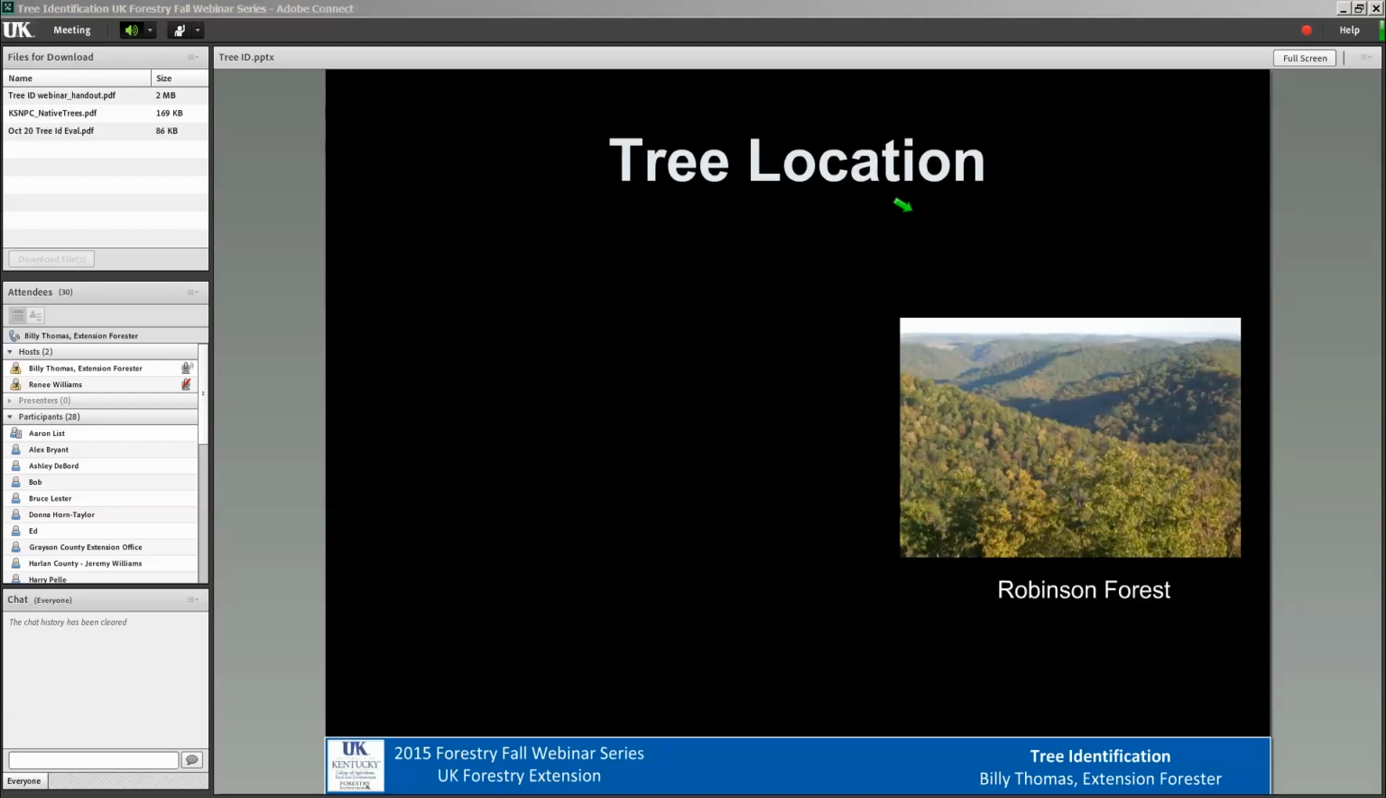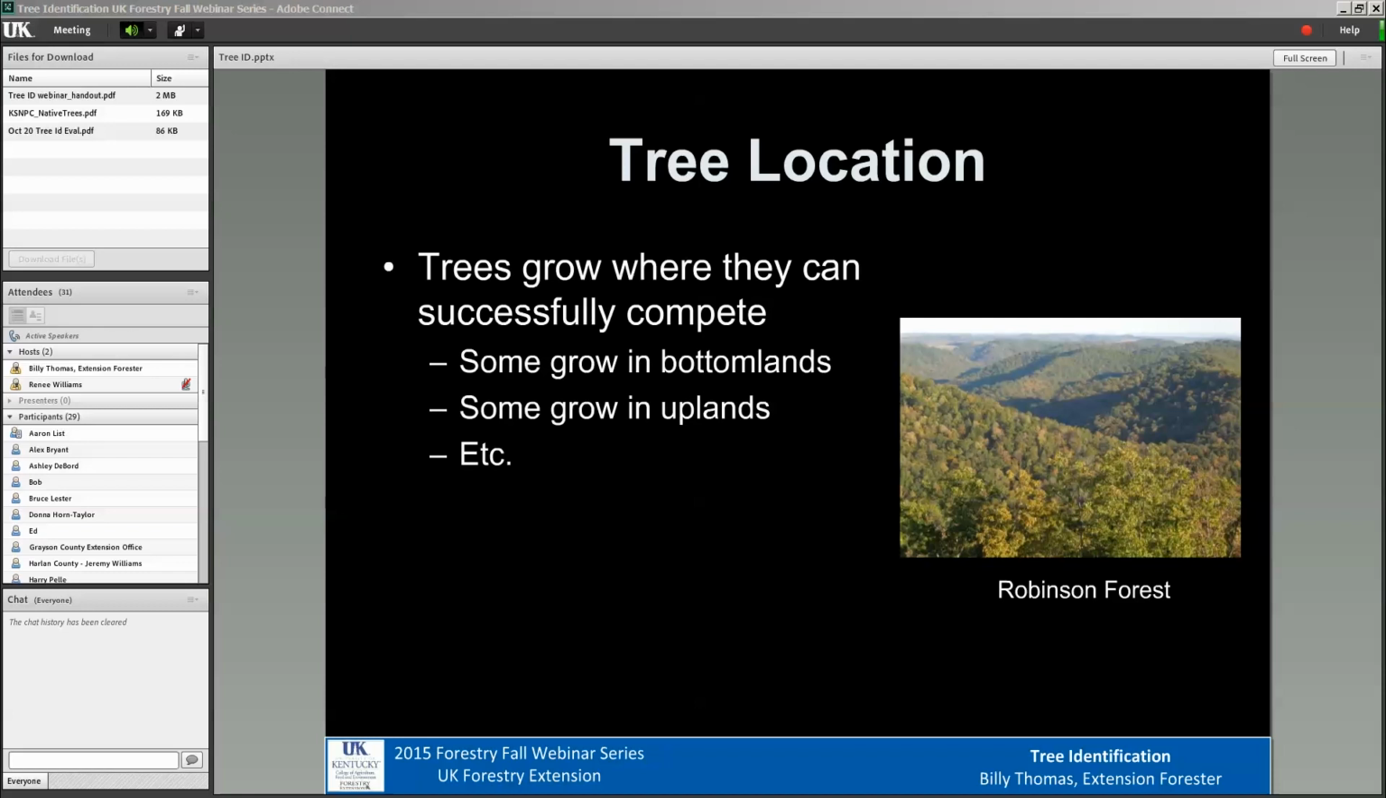Talk about tree location as well. This is one that, again, you may not think about all the time, but it can be quite valuable. So another image here of Robinson Forest in eastern Kentucky, and we know which species natively occur there generally. So there would be certain species that we wouldn't expect to see there very often just because we know they don't grow there. And these trees will grow, left to their own devices, where they can successfully compete.